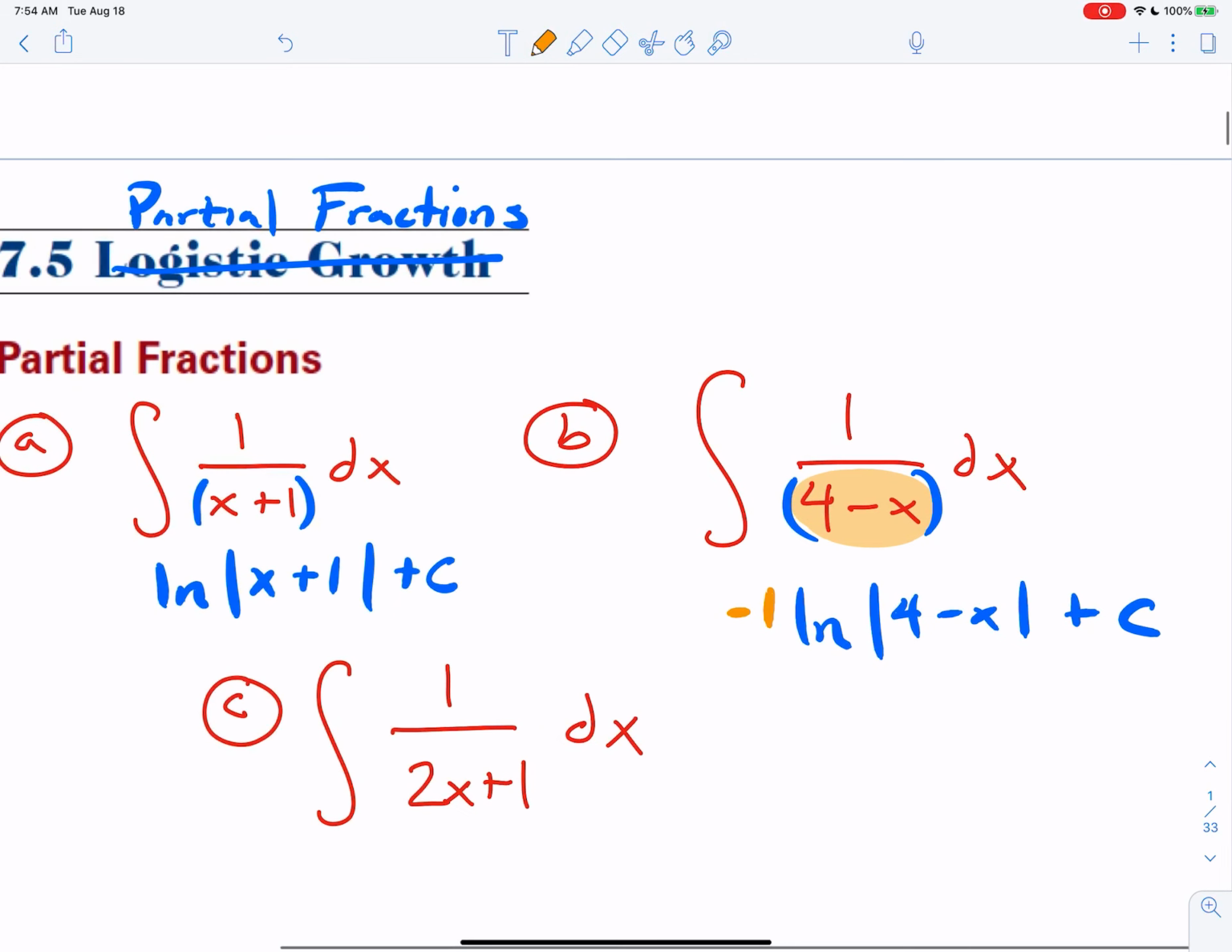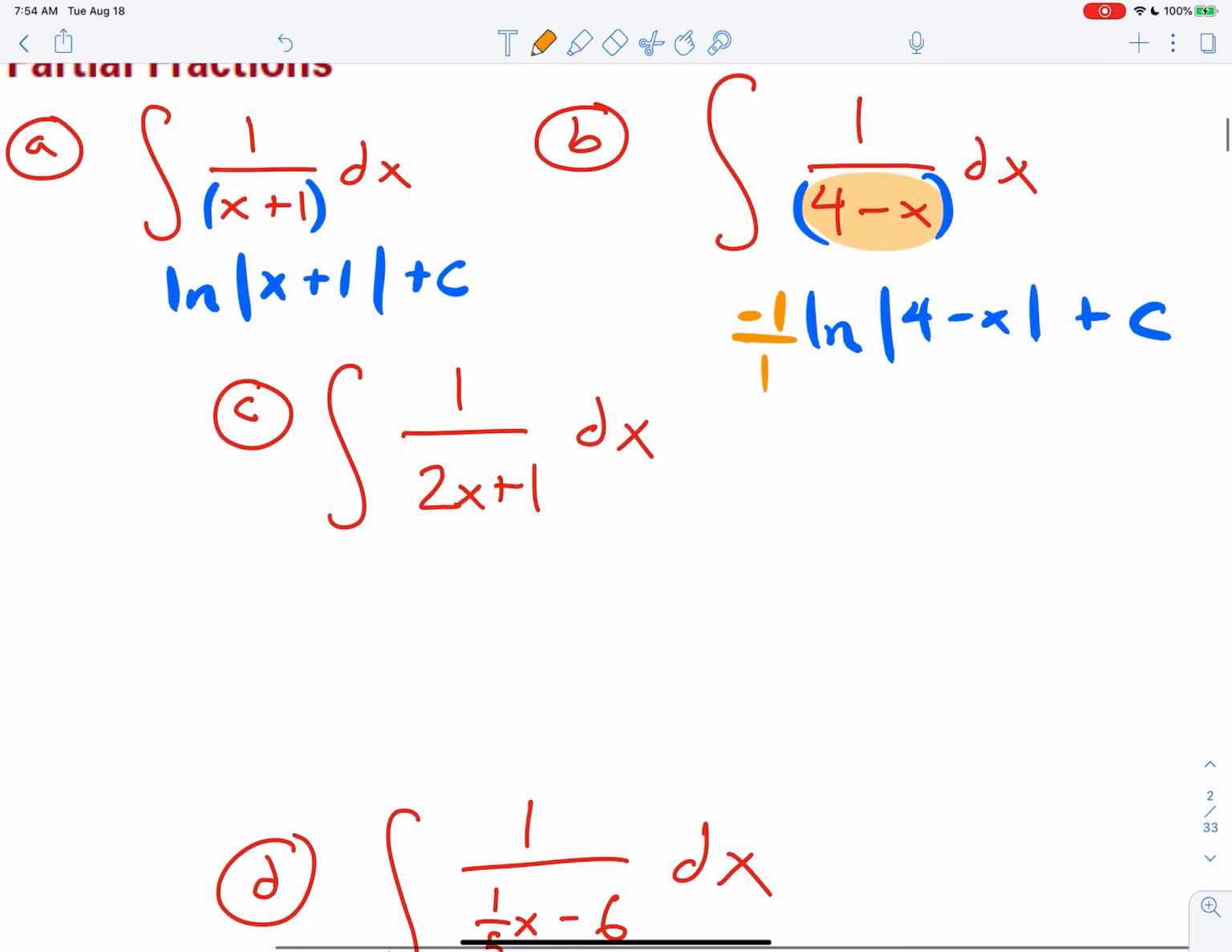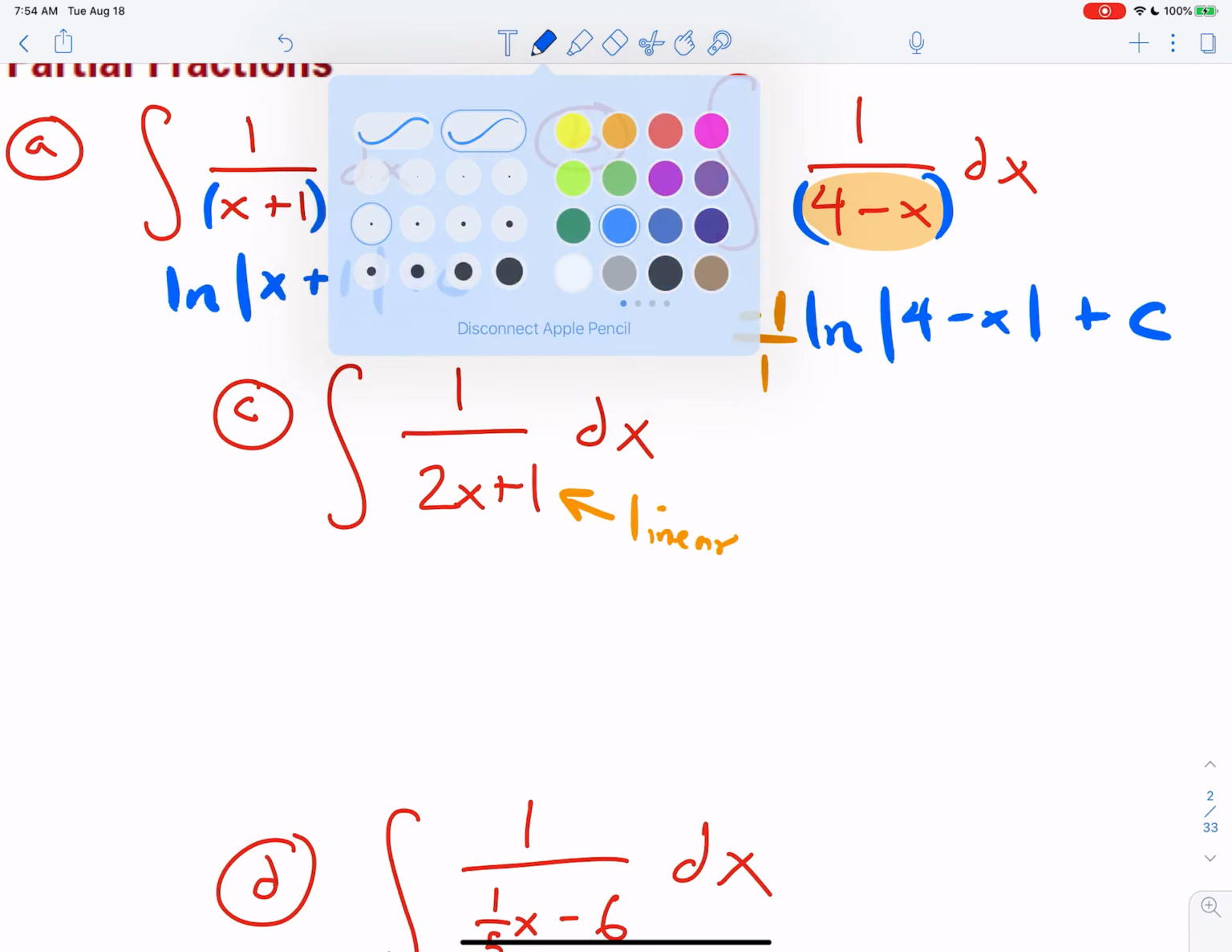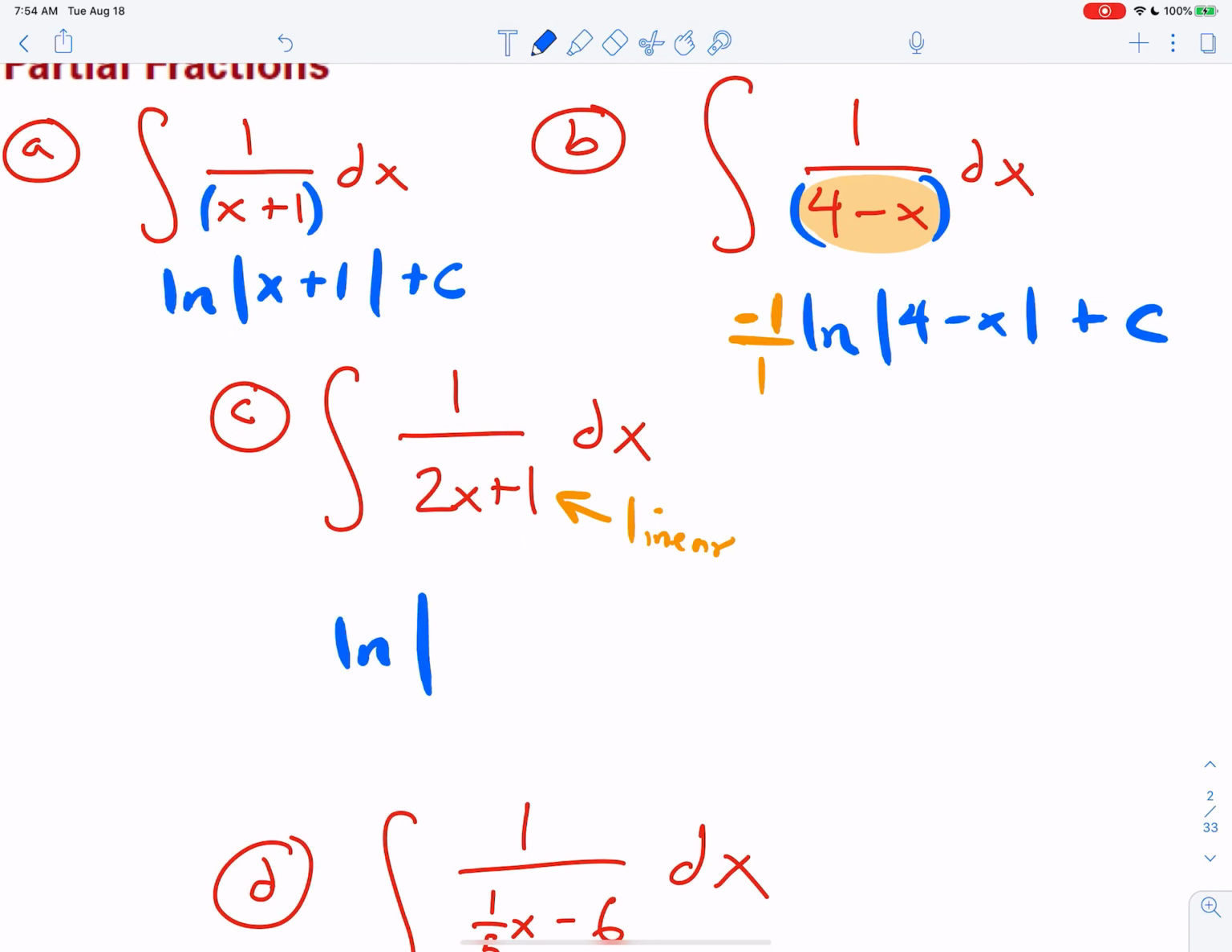Okay? And I'll put negative 1 over 1 just to make it look a little bit easier. Let's keep going. Here's part C. Again, it's 1 over something linear, so we know it's going to be the natural log of the absolute value of whatever's at the bottom plus the c.